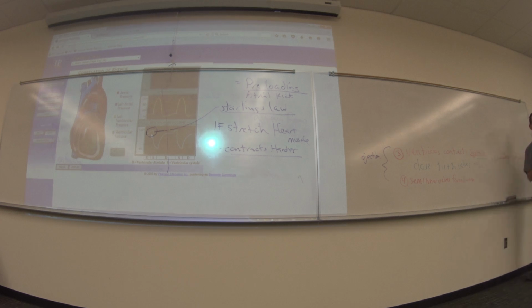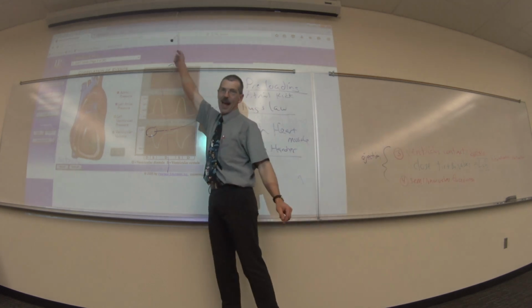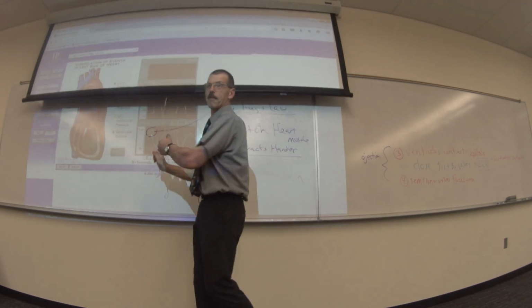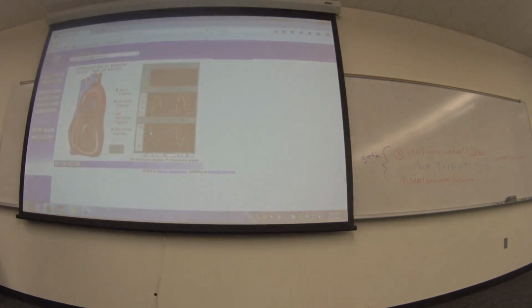Make sense? So the more I stretch my heart, the more my heart will fight back and contract. That is the most important concept in your heart: Starling's law of the heart. So this little peak is the extra bump I'm giving my ventricles so they contract harder each time. Make sense?